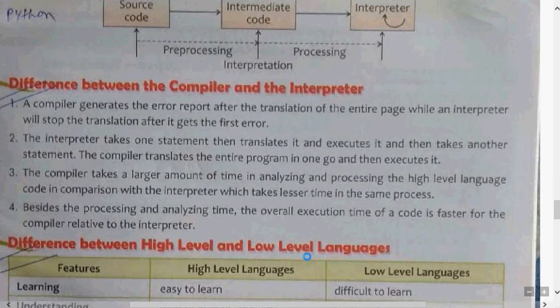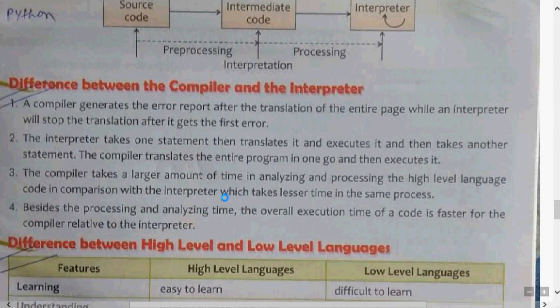These differences between the compiler and interpreter are given in the book. So let's see. A compiler generates the error report after the translation of the entire program. An interpreter will stop the translation after it gets the first error, because it executes the program line by line, and if it gets any error, it will stop the execution of the program. So there is one main difference, and these points are repeated here.